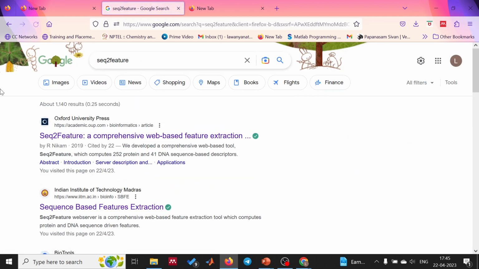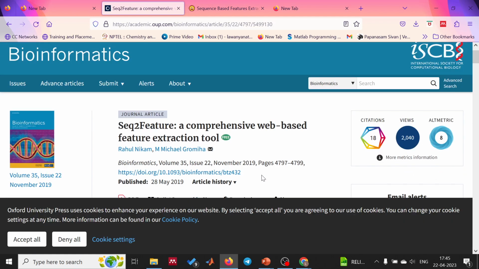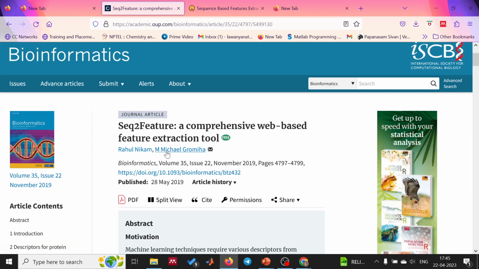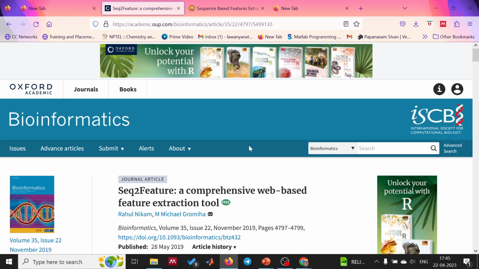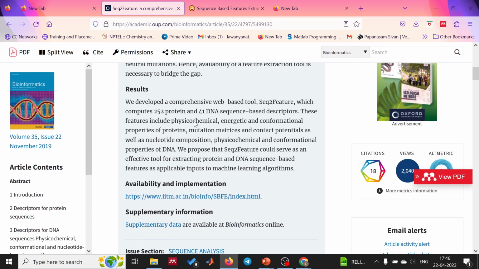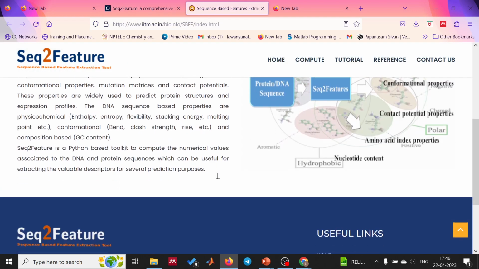So this is a server developed by Dr. Bromley. So this is an article, so you can see it's by the prof. It's a comprehensive web-based feature extraction tool. Machine learning techniques require features, which it computes: 252 protein and 41 DNA sequence-based descriptors. And this is the interface.